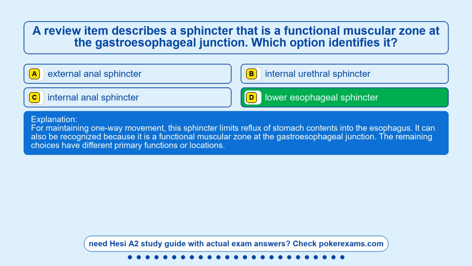For maintaining one-way movement, this sphincter limits reflux of stomach contents into the esophagus. It can also be recognized because it is a functional muscular zone at the gastroesophageal junction. The remaining choices have different primary functions or locations.